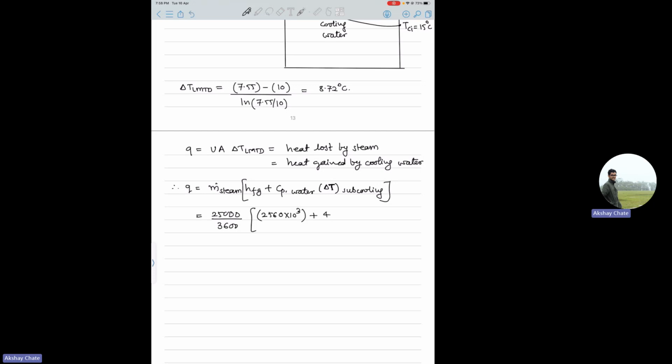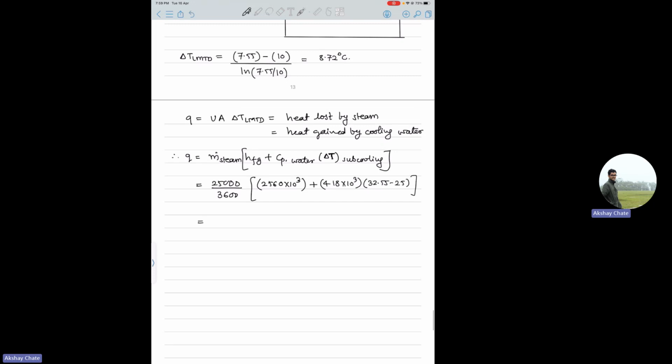So that is 4.18 into 10 to the power 3 into 32.55 minus 25. So that is the degree of subcooling. If you do these calculations, you should get 17.99 into 10 to the power 6 watts. So this is one important observation. Now you can use this in the main energy balance, right? This equation 1.